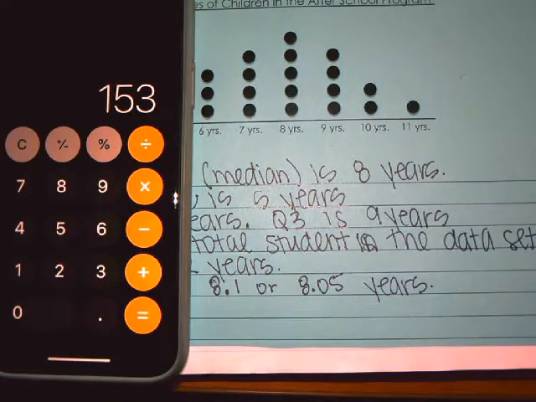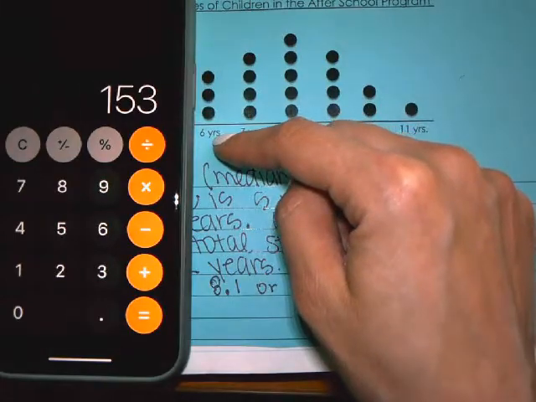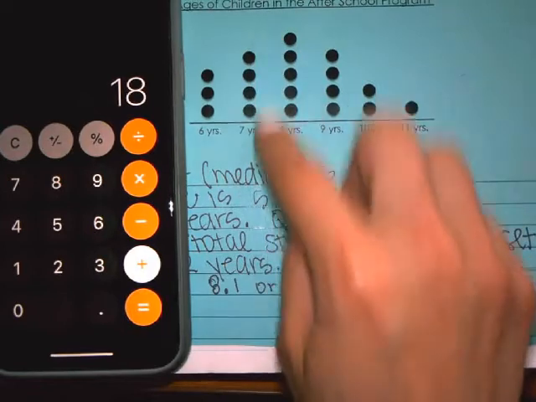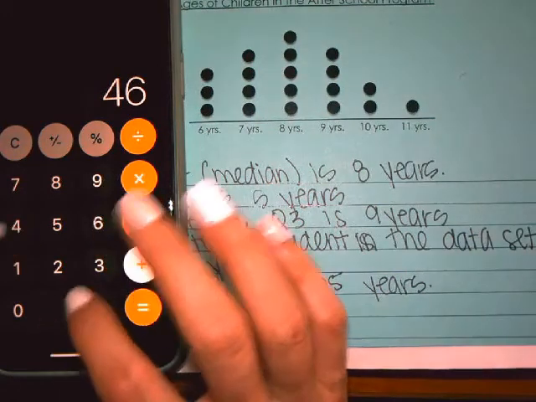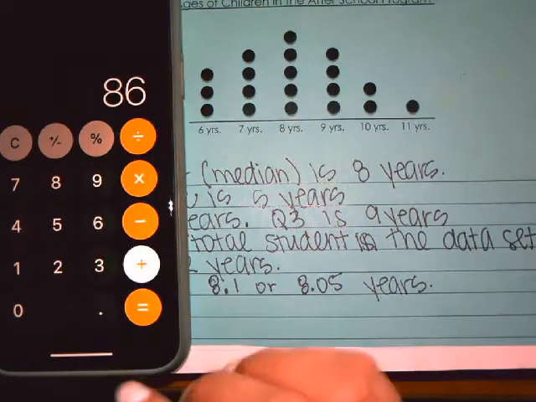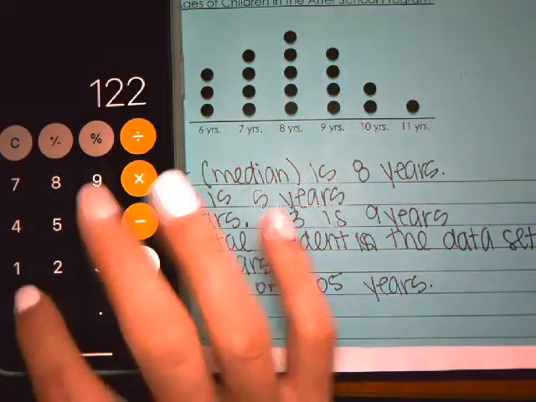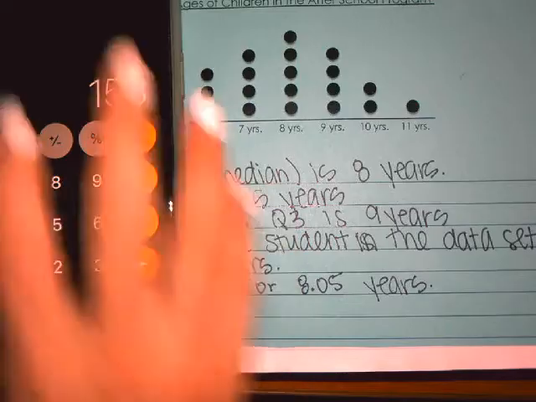Or, you do it the way that I prefer, which is there's 3 6s, that's what? 18. 4 7s. 5 8s. 3 or 4 9s. 20 and 11. I don't care how you do it as long as you make sure you add properly, okay, guys? Questions?